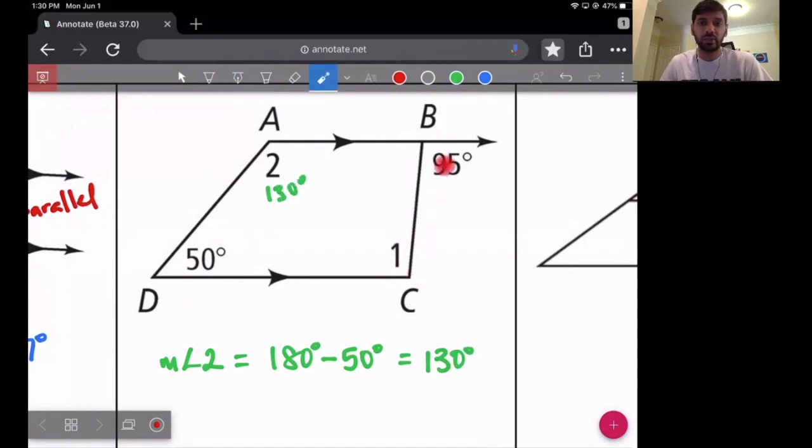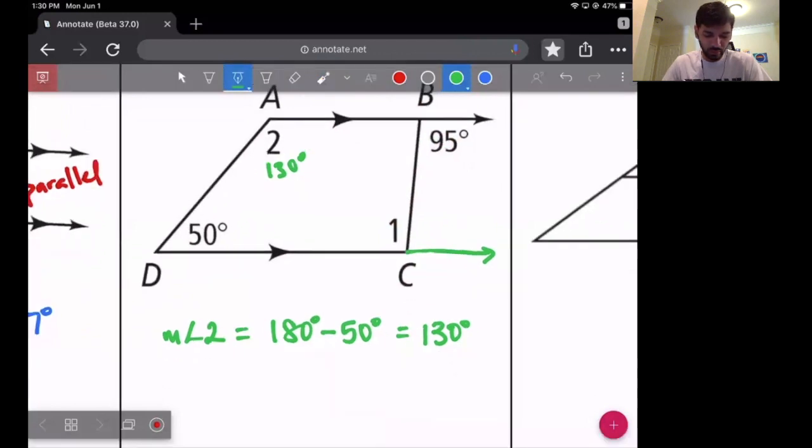Since these are alternate interior angles, if I were to extend this line going like this, and then we think about BC as the transversal, now we see that angle B right here on this side and angle 1 right here, we would say that those two angles are congruent because they're alternate interior angles. If you have parallel lines, the alternate interior angles are congruent to each other. So here we can say that the measure of angle 1 is equal to 95 degrees.